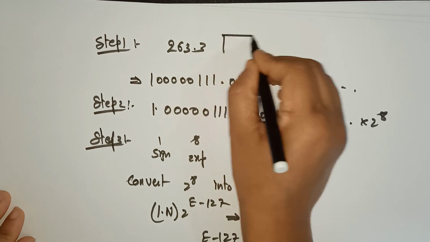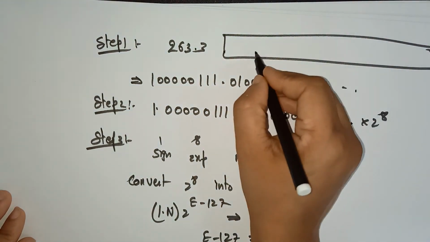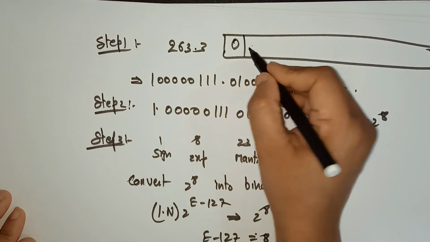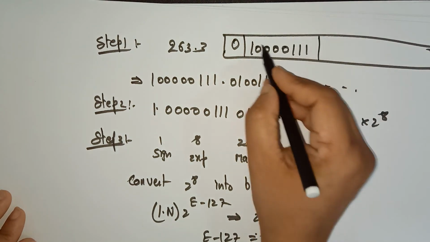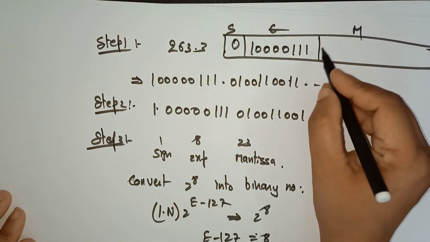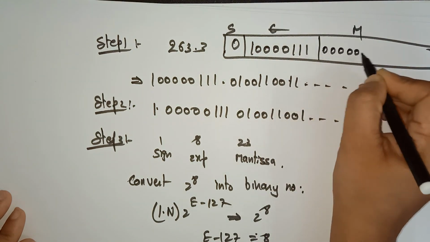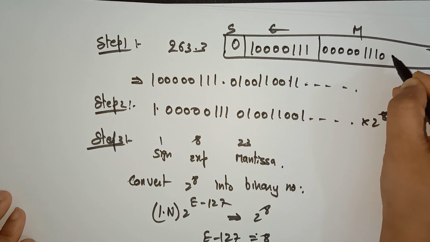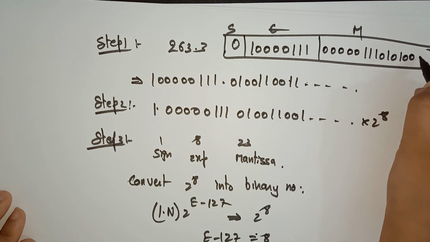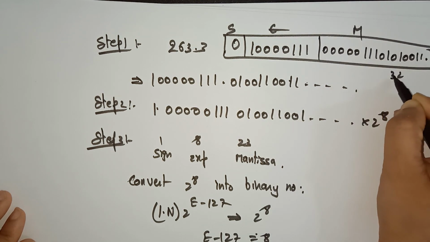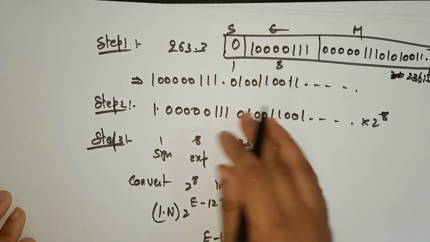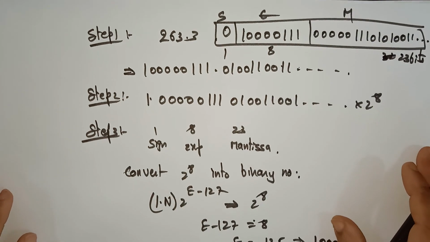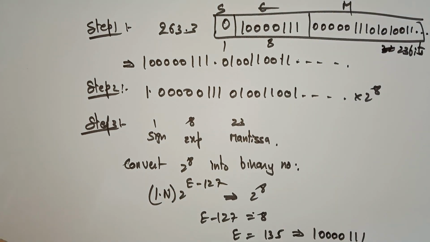So represented in IEEE format, the sign bit is 0, the exponent is whatever we got, 10000111, followed by the mantissa. The mantissa should be 23 bits, so that the total is 32 bits: 1 bit, 8 bits and 23 bits. So this is how you represent fixed point and floating point numbers.